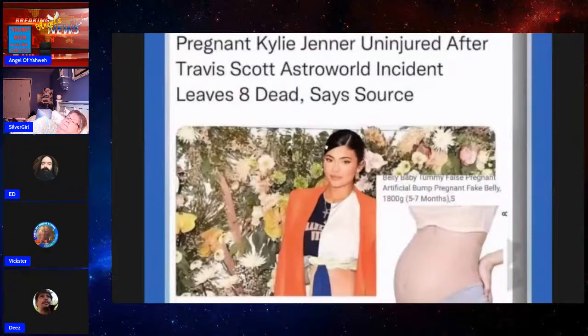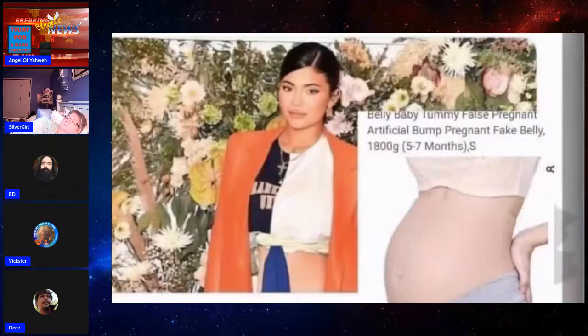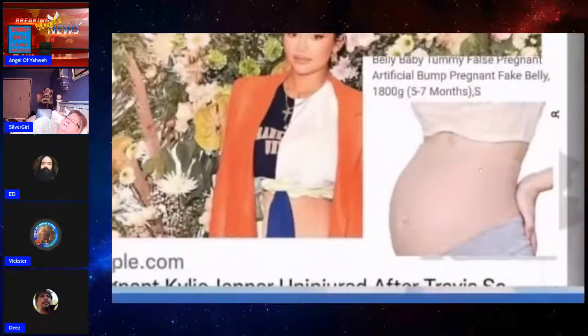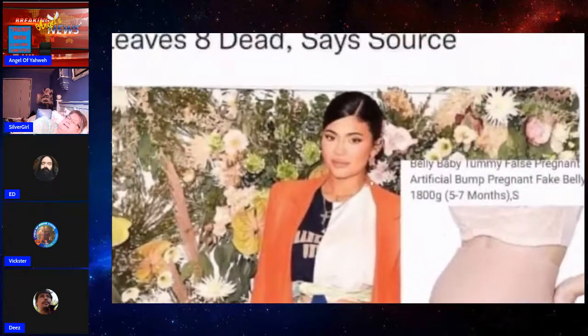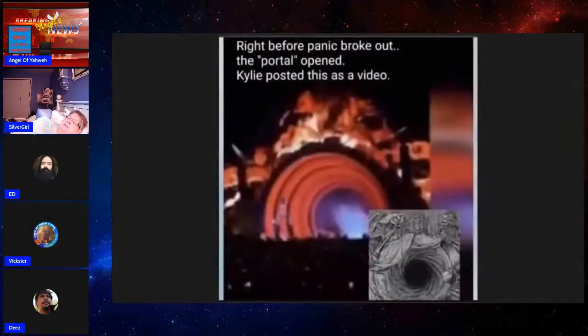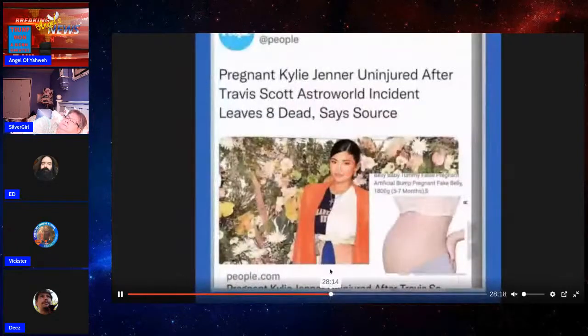Pregnant Kylie Jenner uninjured after Travis Scott leaves 8 dead, says source. Why is she so pretty? But she dresses nice. Pretty clothes. Look at this, it says right here. I have to see what this says. It says belly, baby, tummy, false pregnancy, artificial bump, fake belly.